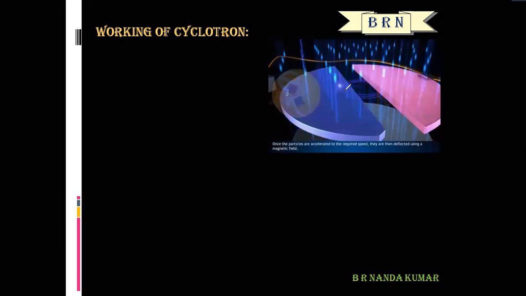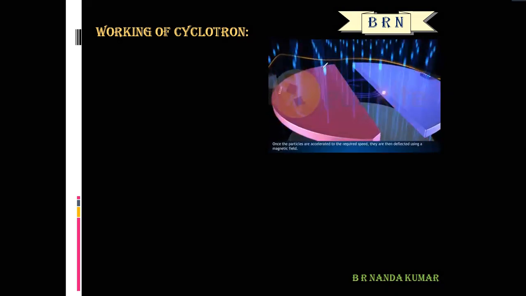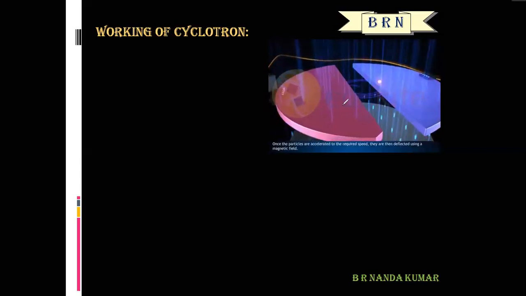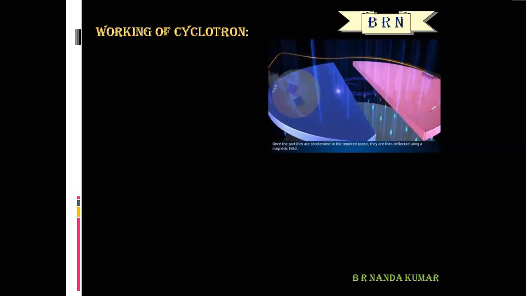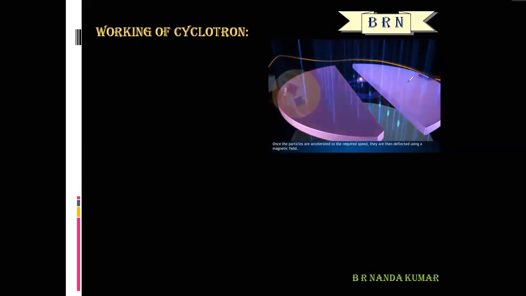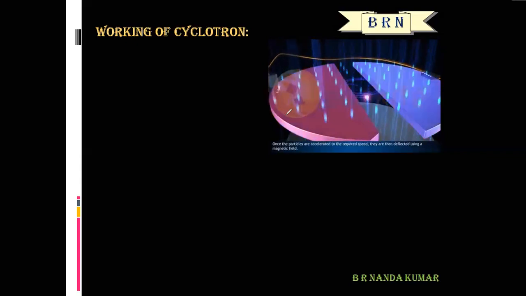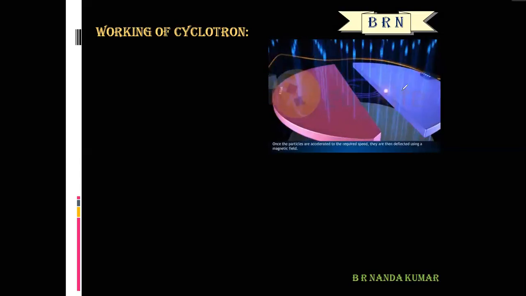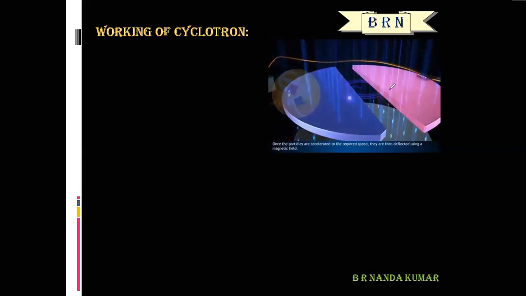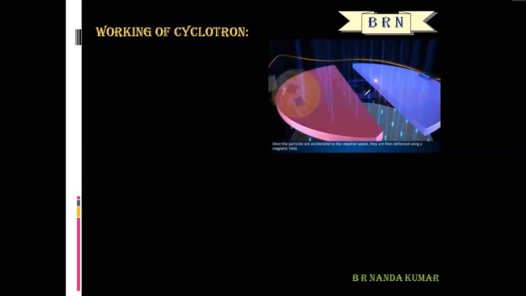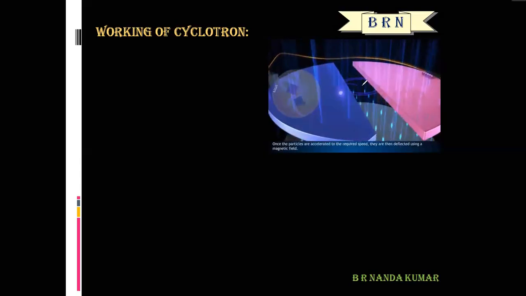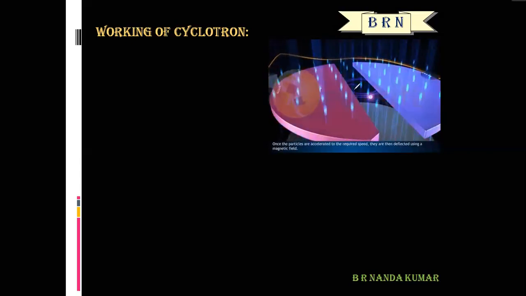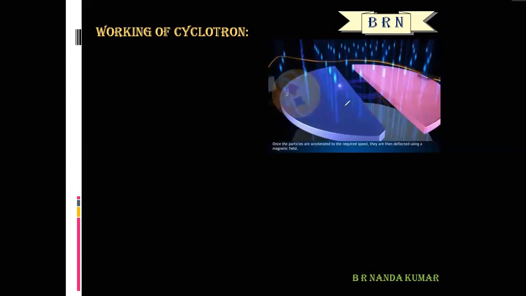So at a certain instant of time, D1 is negatively charged, D2 is positively charged. Okay, look at this animation. The charged particle enters a gap. Immediately the polarity reverses, right? So the proton is attracted towards the negatively charged D1 and enters D1.